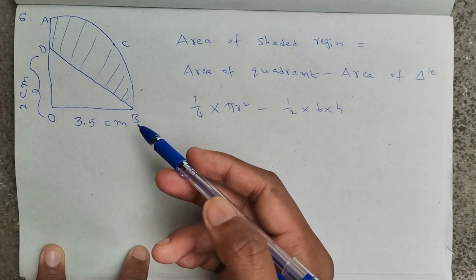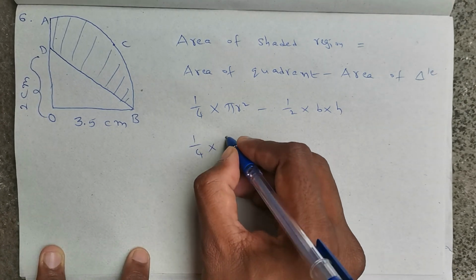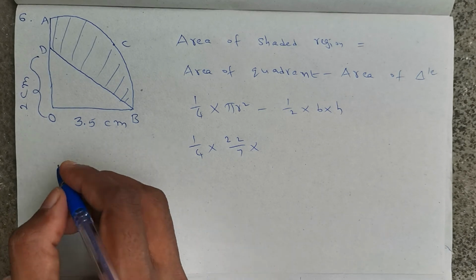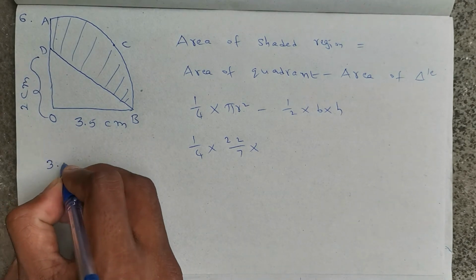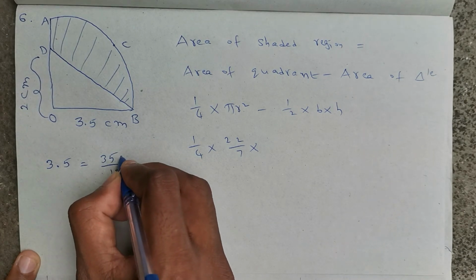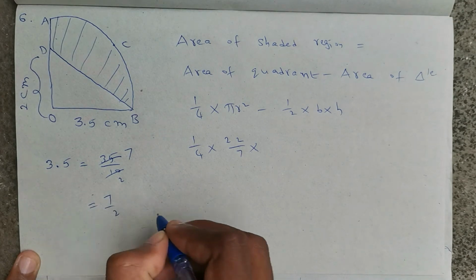And for this question, he clearly mentioned to take the pi value as 22 by 7. So 1 by 4 into pi value, 22 by 7, into what about the radius? He clearly mentioned it is 3.5. So for easy calculation, I am writing 3.5 as 35 by 10. 5 7s are 35, 5 2s are 10, which is nothing but 7 by 2.